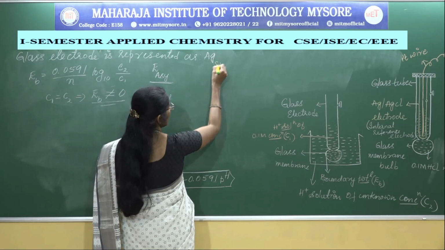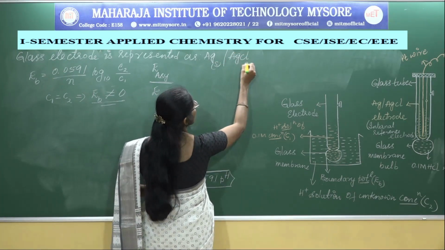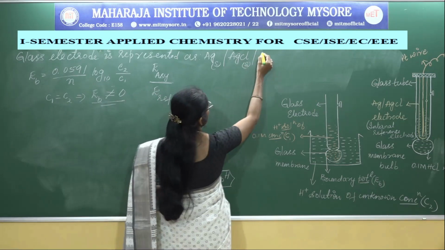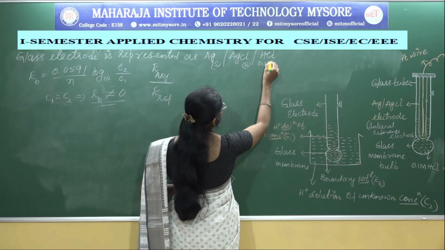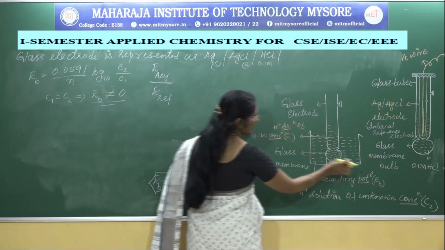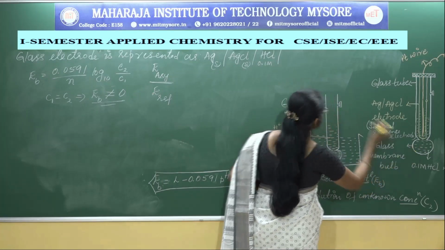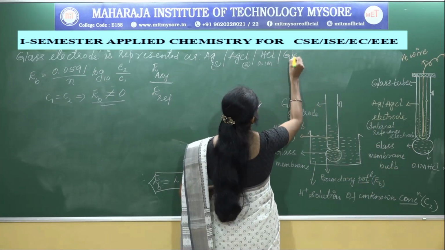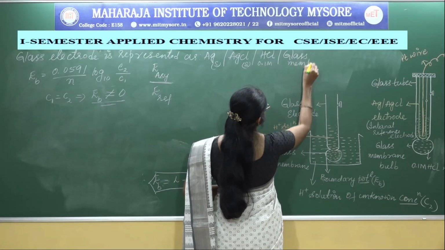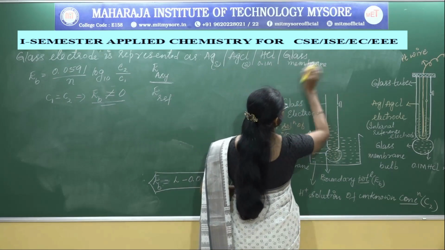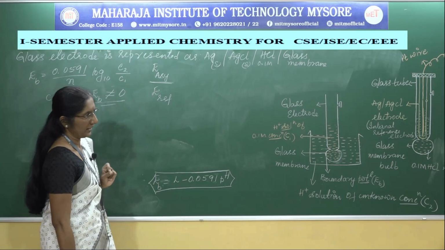So the representation is Ag. What is the physical state? Solid, which is in contact with AgCl, also solid. Then it is in HCl solution. What is its concentration? 0.1 molar. Then observe that through this glass membrane there is an exchange of ions. So this is the glass membrane, or simply glass. This is the general representation of the glass electrode.